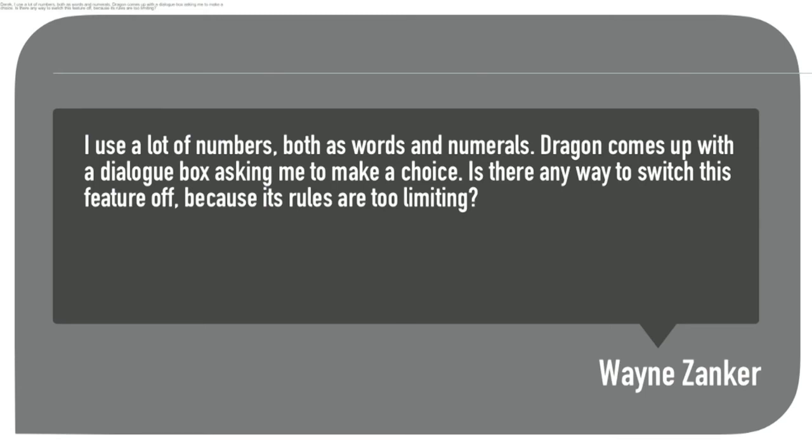Wayne Zanker asks, I use a lot of numbers both as words and numerals. Dragon comes up with a dialog box asking me to make a choice. Is there any way to switch this feature on or off because its rules are too limited? This is a pretty easy one, Wayne. I think this is the auto formatting causing you the problem.